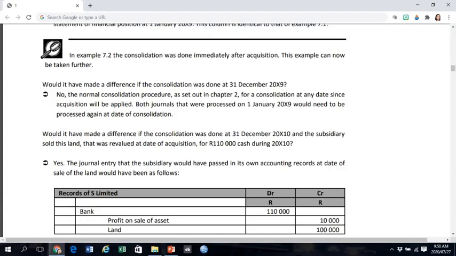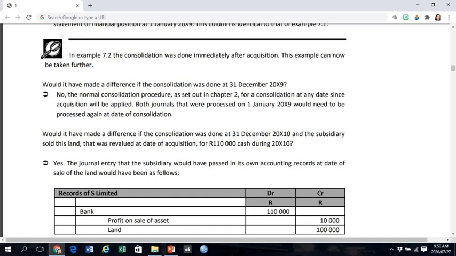In this video, example 7.2 from Group Statements Chapter 7 is expanded on a little bit further. In this example, at acquisition date, the land of the subsidiary was undervalued by 20,000 Rand, and the subsidiary, applying the cost model, did not value adjust in the separate financial statements before acquisition date. The value adjustment, therefore, had to be processed through a consolidation journal entry at acquisition date.